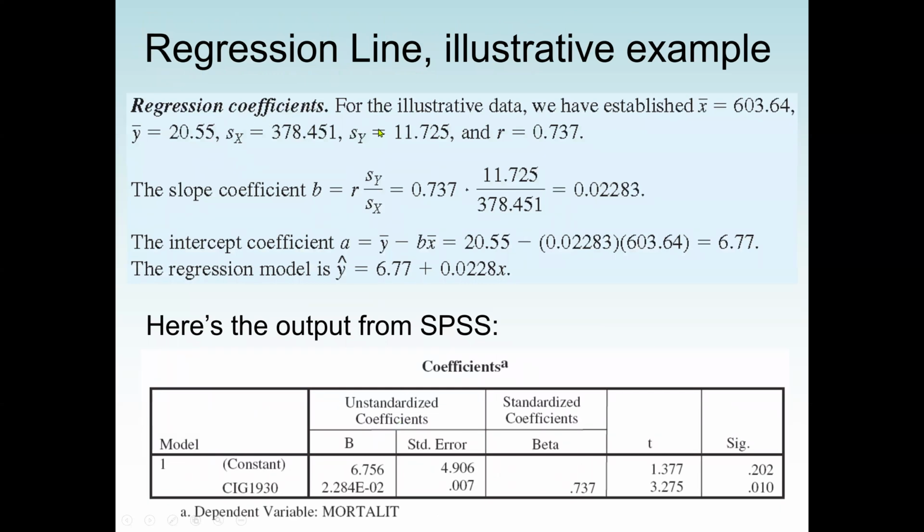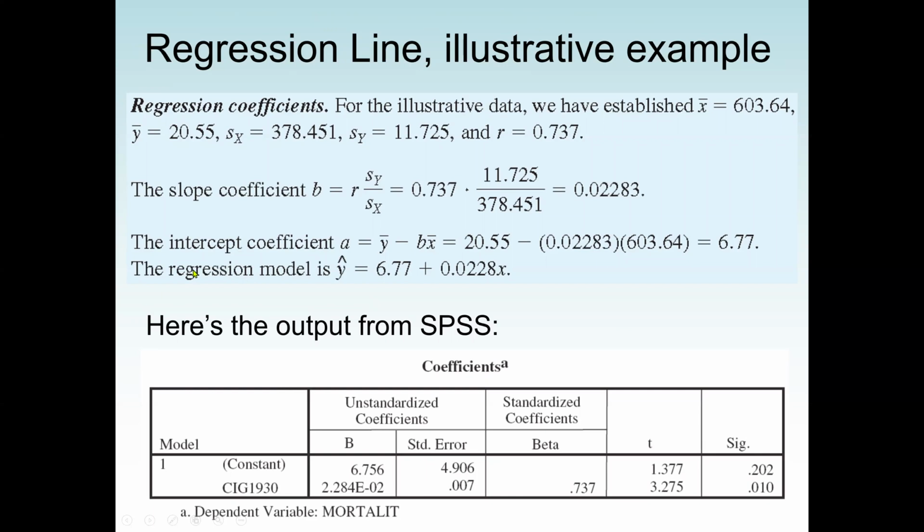For the regression coefficient, for the illustration data, we have established x bar, which is 603.64, and y bar, which is 20.55. That's our average. If I know the average of Y, and I know the standard deviation of X, the standard deviation of Y and r, then we can find B. So B is r times s_y divided by s_x, which gives us 0.737 times 11.725 divided by 378.451. That's our B, and B is our slope.